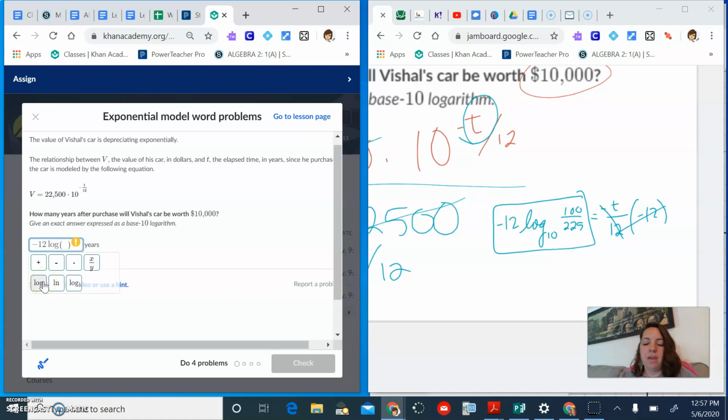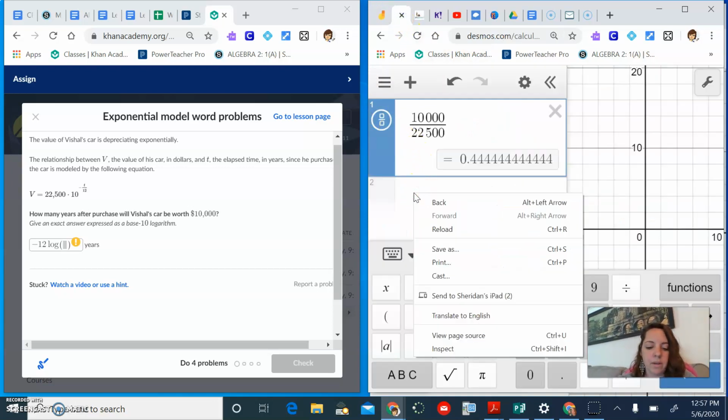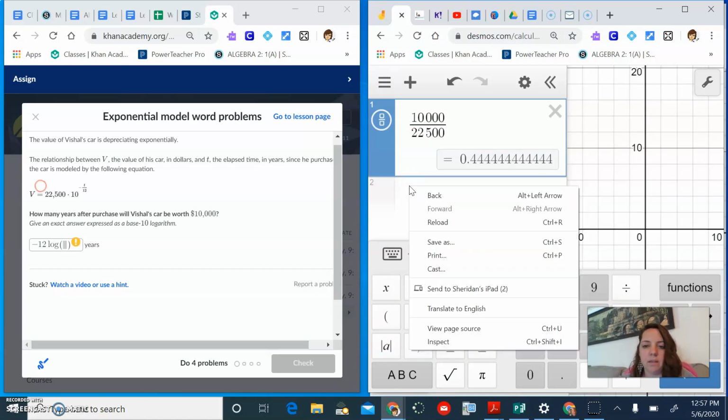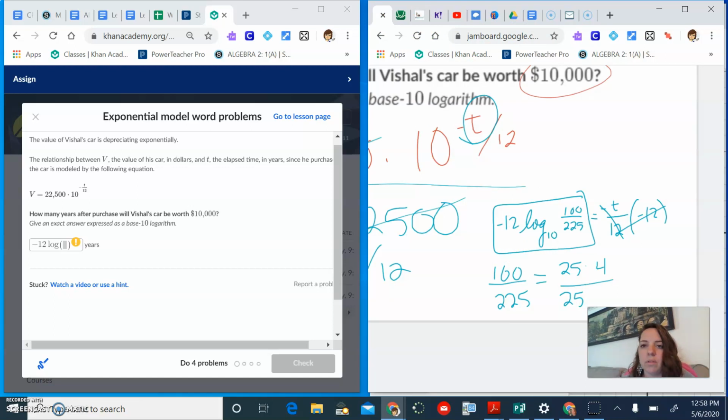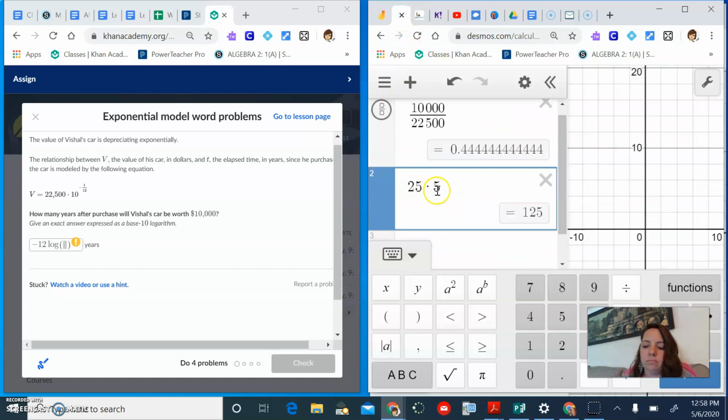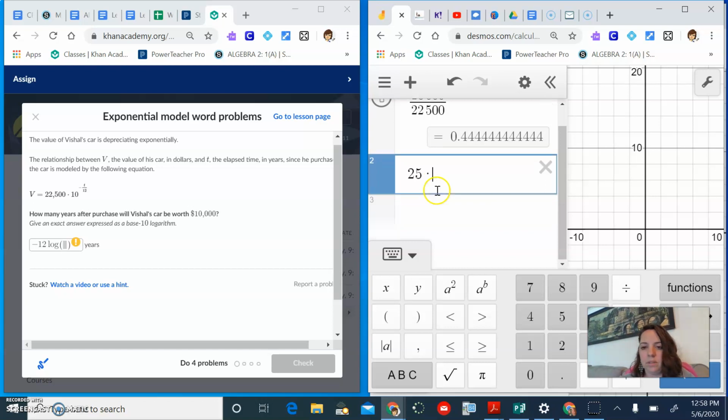Of, but they are totally going to want me to reduce that 100 over 225. So I think the biggest number that goes into both of those would be 25. So this is 25 times 4, and this is 25, I think, times 5. Let's double check. 25 times 5. Yep, 125. Oh, that's not what I wanted. Let's try this again. I want 225.